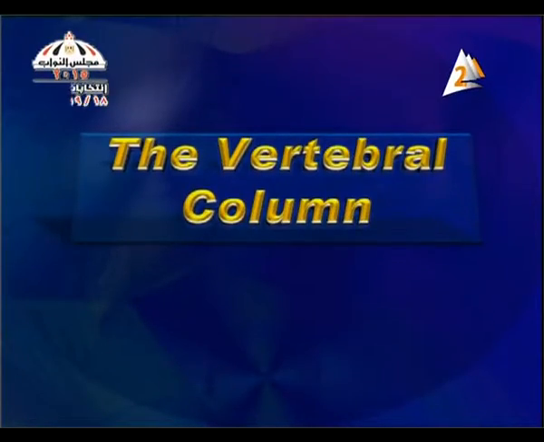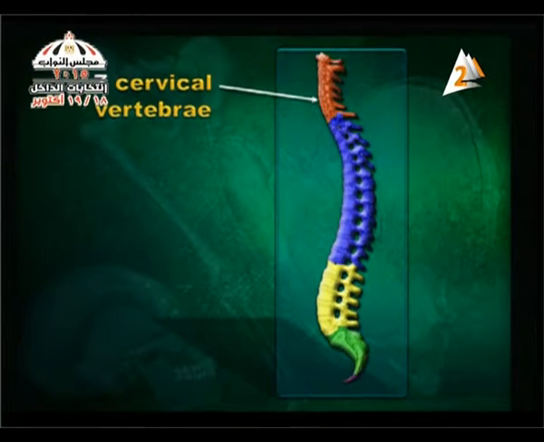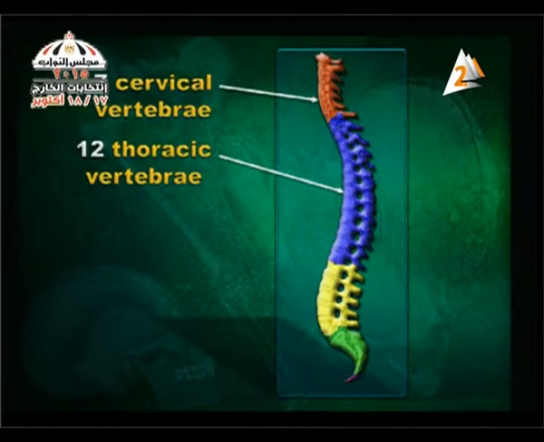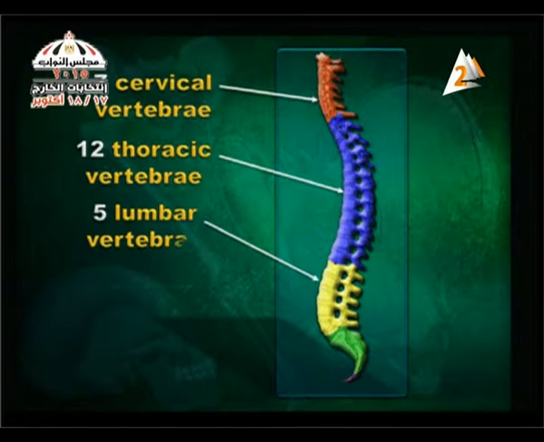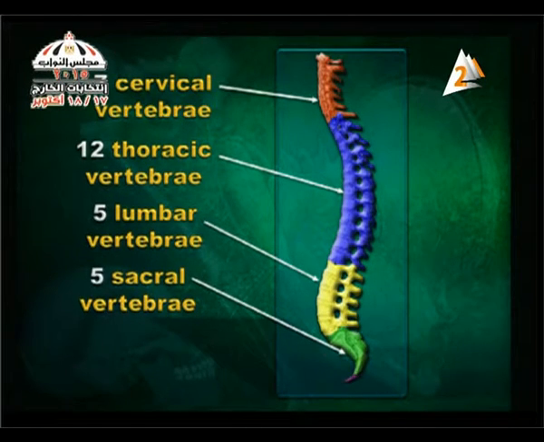The vertebral column. As you see, the vertebral column consists of 33 vertebrae. 7 cervical vertebrae of moderate size, also 12 thoracic vertebrae, larger than cervical, and also you can see 5 lumbar vertebrae. They are the largest and present in abdominal region. And also you can see 5 sacral vertebrae. They are broad, flat, and fused.